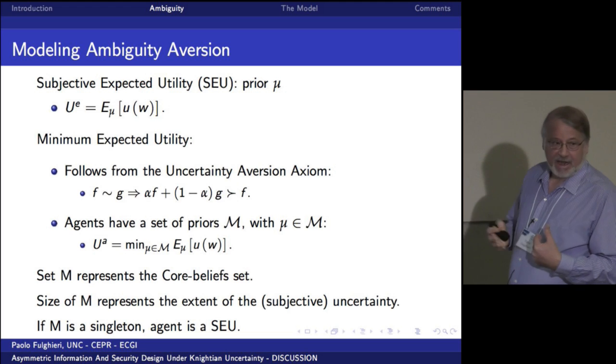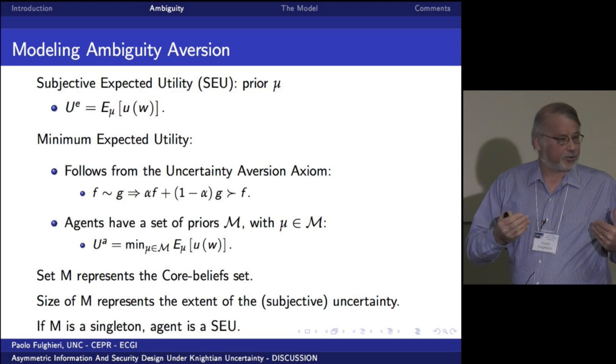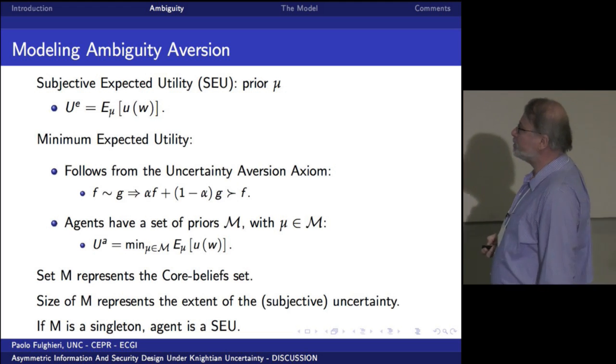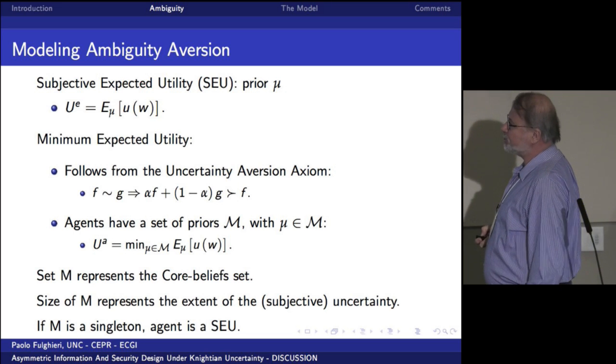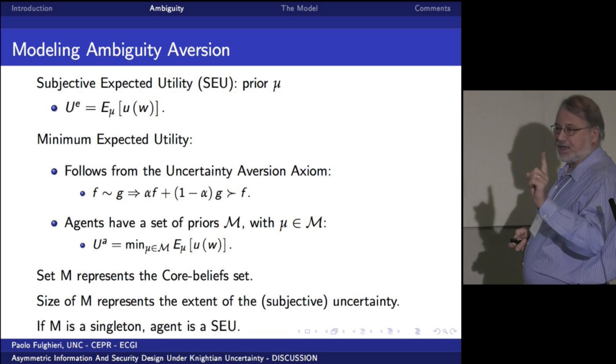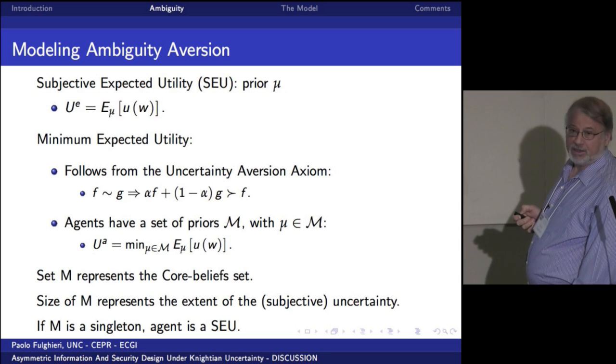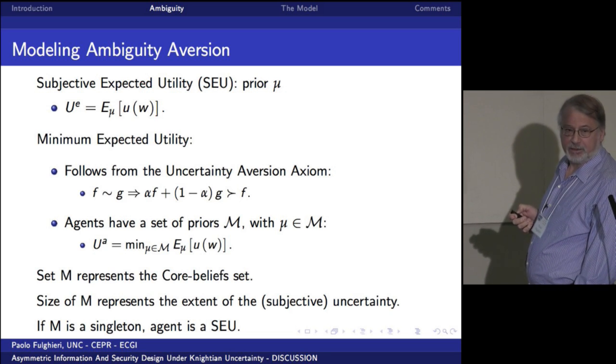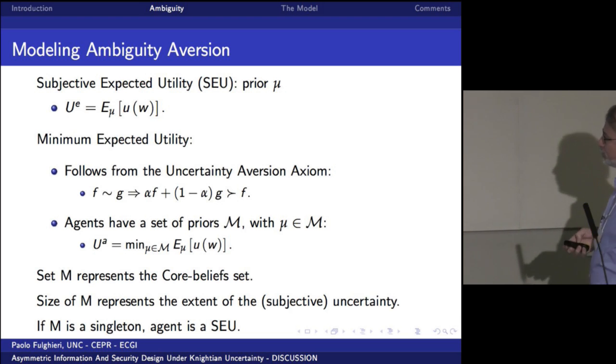The bigger the set, the bigger the subjective uncertainty that the decision maker perceives in the decision-making problem. Now, what is important here, if M boils down to one prior, then we are back to the original subjective expected utility.